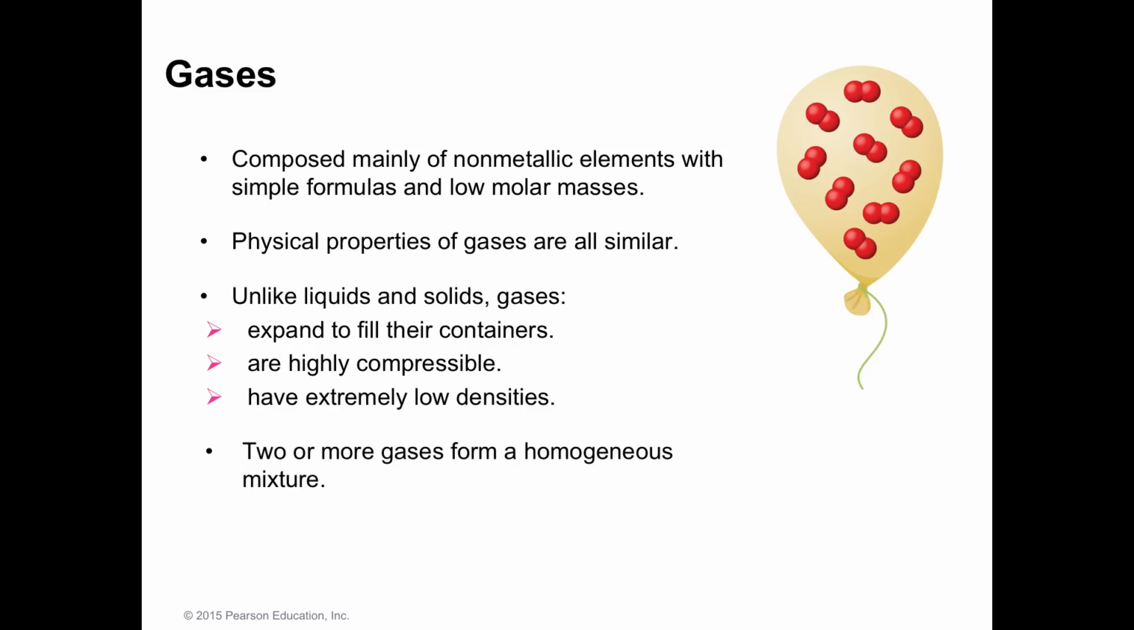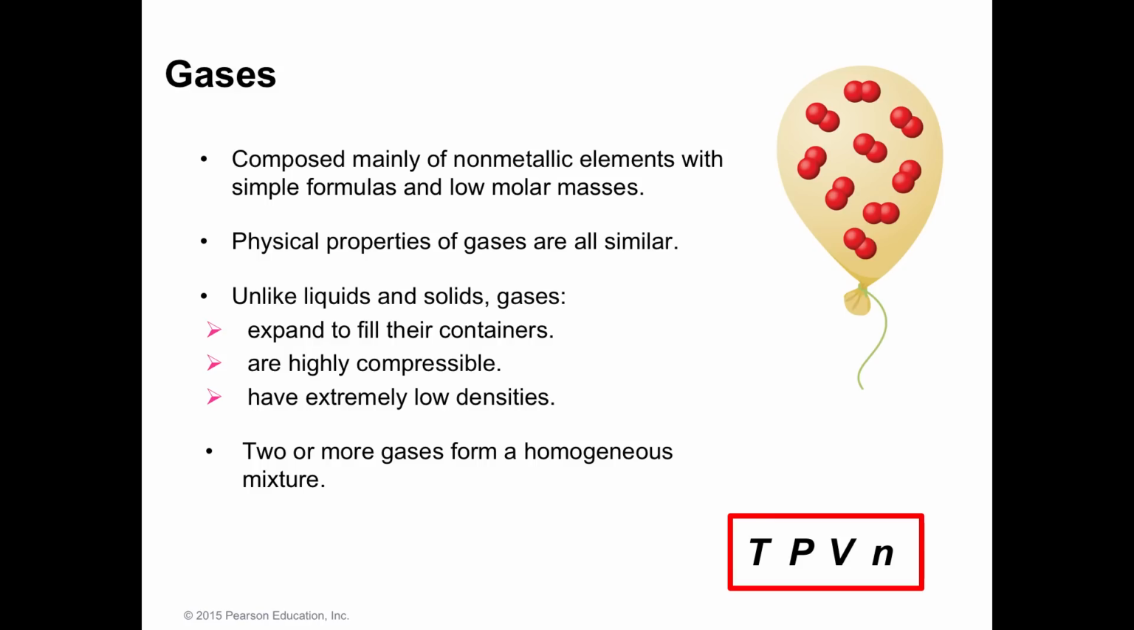Finally, any two or more gases will automatically form a homogeneous mixture. So any gas will mix with any other gas. Now, when we're considering the properties of a particular sample of a gas, there's four main things that we need to know about. There is the temperature, that's important. The pressure is important. The volume of the sample is important. And the number of moles of the gas, the amount of the sample. So these four parameters, temperature, pressure, volume, number of moles, there's a particular relationship between all of these different factors that we're going to have a look at now.